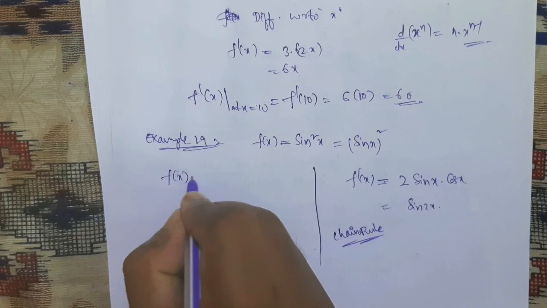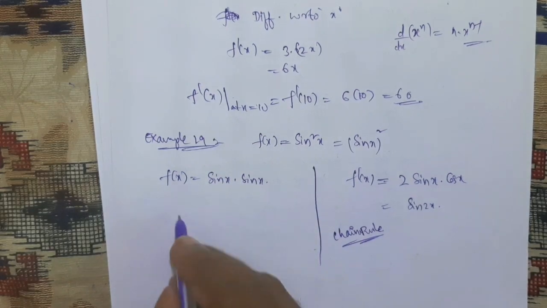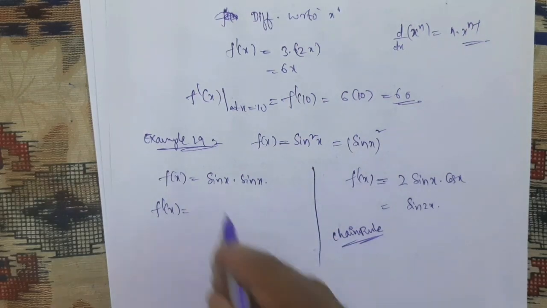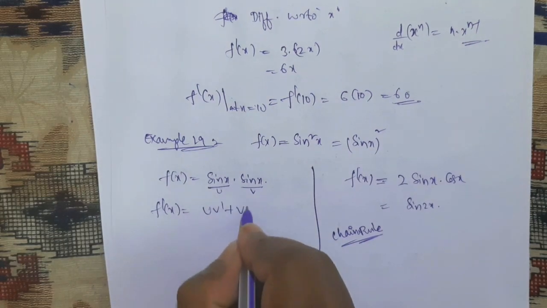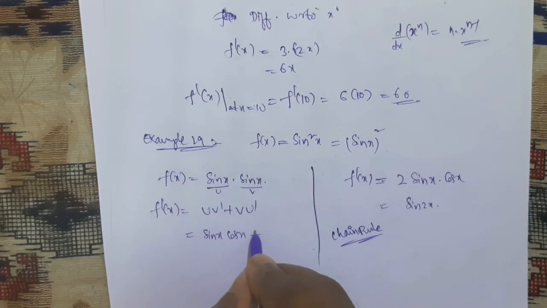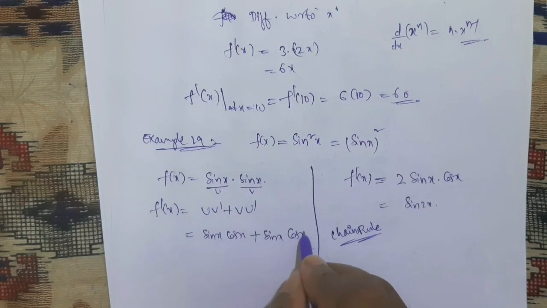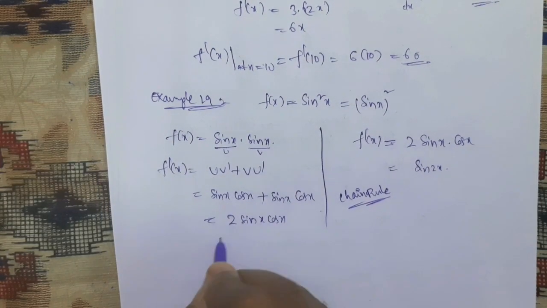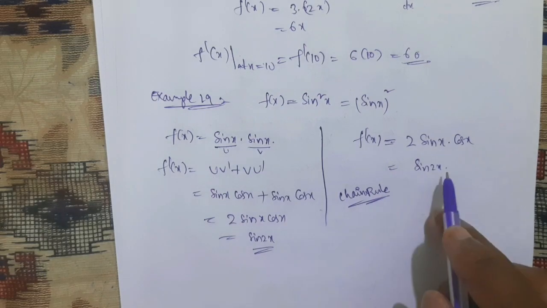Otherwise, we can write sin square x as sin x into sin x. For this we can apply the product rule. We consider one as u and the other as v. The formula for f dash of x is u v dash plus v u dash. Here u is sin x into v dash, the derivative of sin x, which is cos x, plus v, which is sin x, into u dash, the derivative of sin x, again cos x. So sin x cos x plus sin x cos x is 2 sin x cos x, which is sin 2x. By this method also we got sin 2x.